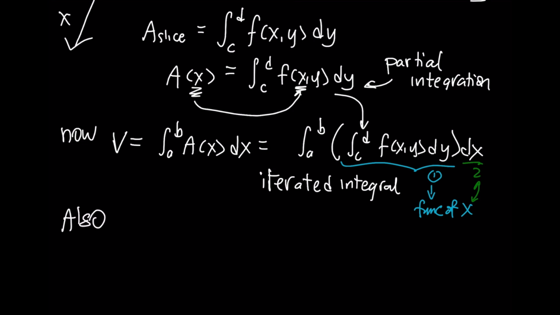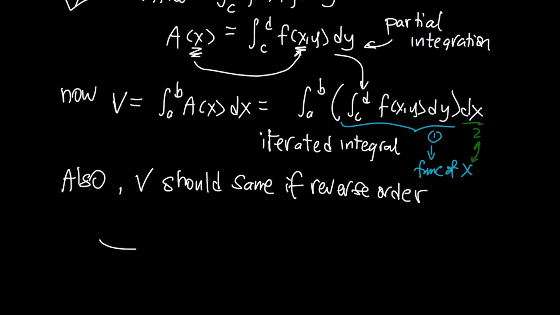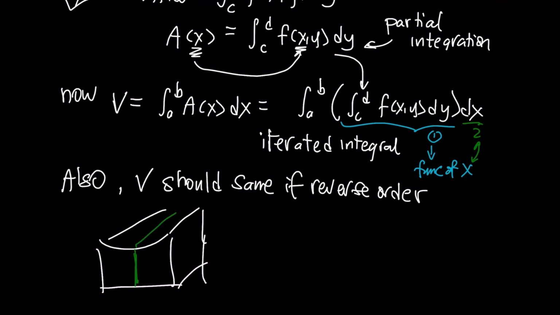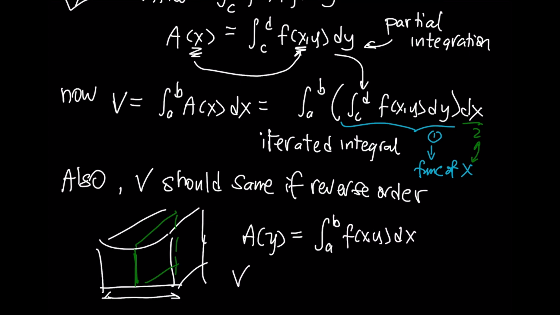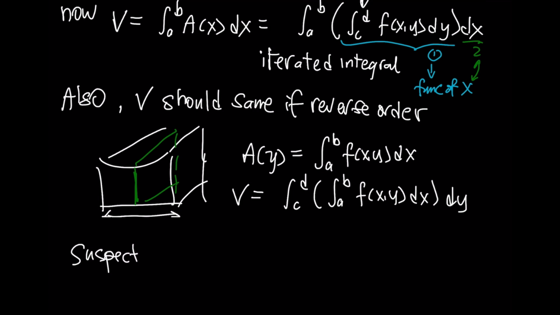Now, the other thing that we will notice is that volume should be the same if we reverse this order. So, for example, if I had this three-dimensional solid again, and I decided to take slices held fixed at some y value, then the area of one of these slices would now depend on the y, and I would integrate through all the different x values. The volume then would be an integral over all those slices in the y direction. So we suspect that regardless of the order that we integrate things in, we will get the same volume for this function, regardless of which one is the inner integral or the outer integral.